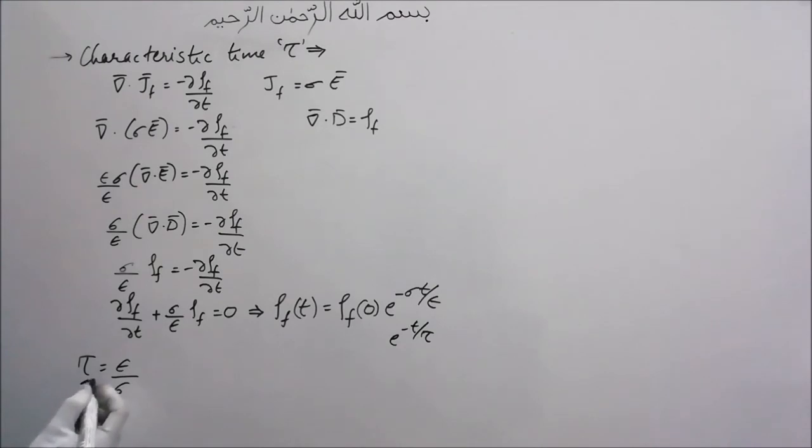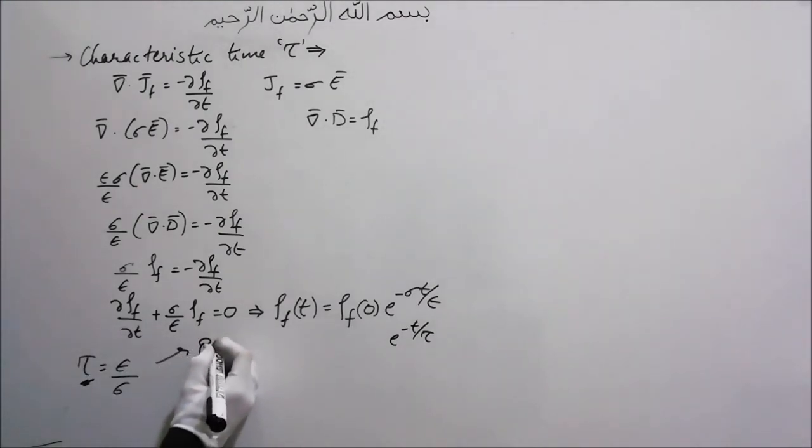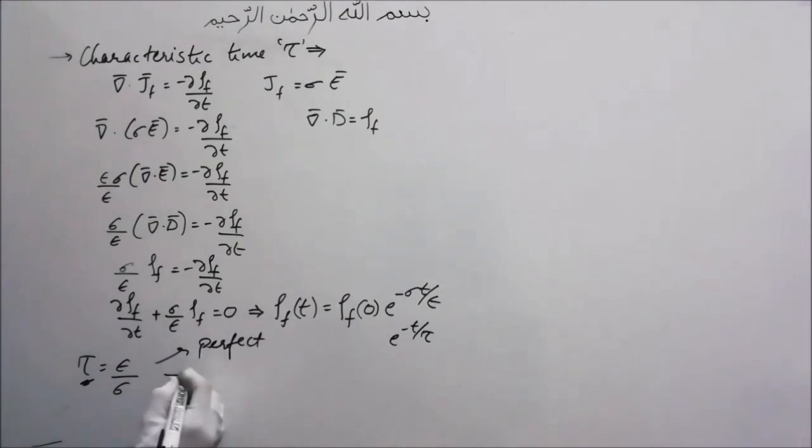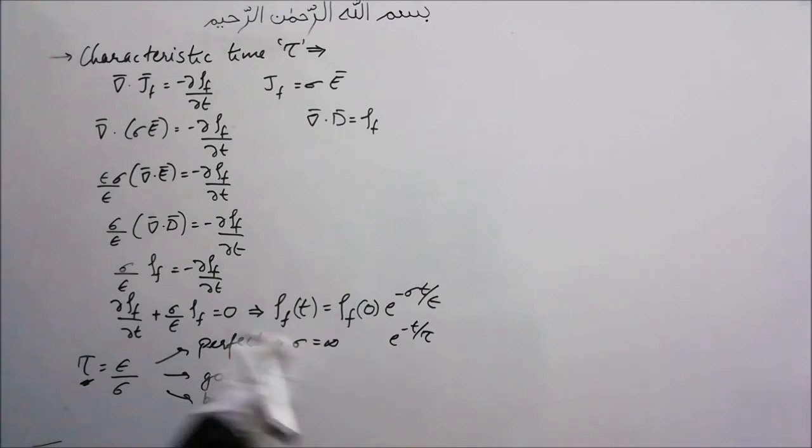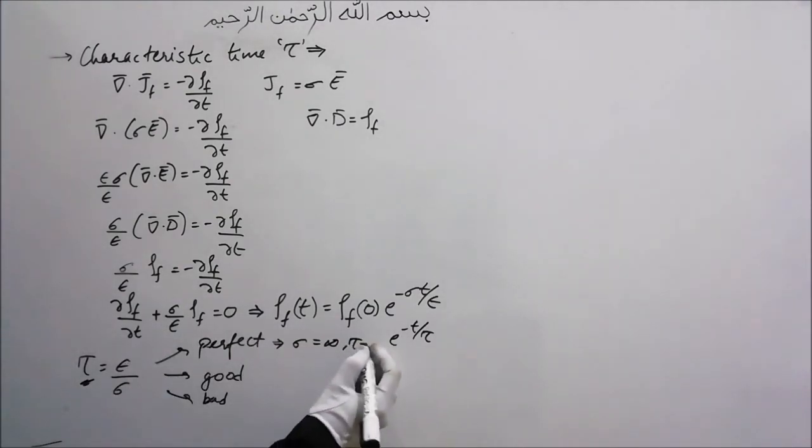So based on this characteristic time, we have three types of conductors. One is a perfect conductor. Next we have a good conductor, and then we have a bad or poor conductor. So what exactly is a perfect conductor? A perfect conductor is one in which the conductivity is infinite and the characteristic time tau is equal to 0. That is, as soon as you put the charges in, they will come out on the surface. So tau equals 0.